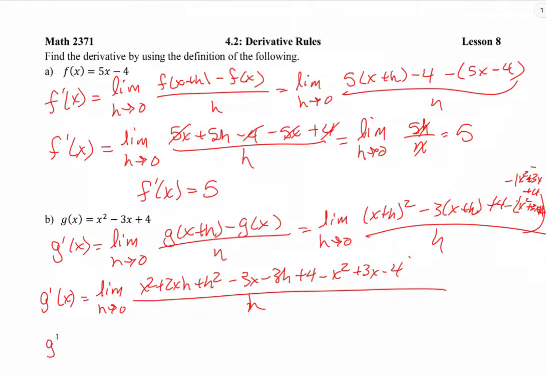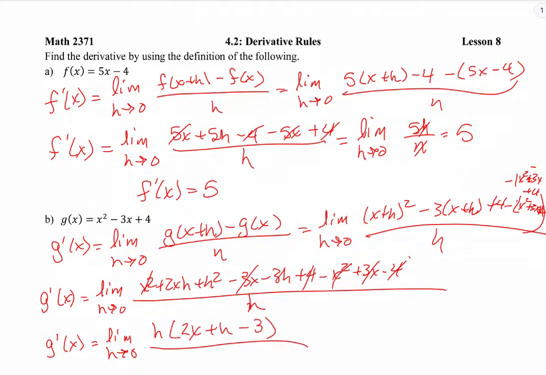So g prime of x equals the limit as h goes to 0. We're going to cancel out the x squared, so all of those go away. Now I'm going to factor out an h. So I have h times 2x plus h minus 3 all over h. My h's cancel, this h is going to go to 0, so what I'm left with is 2x minus 3.